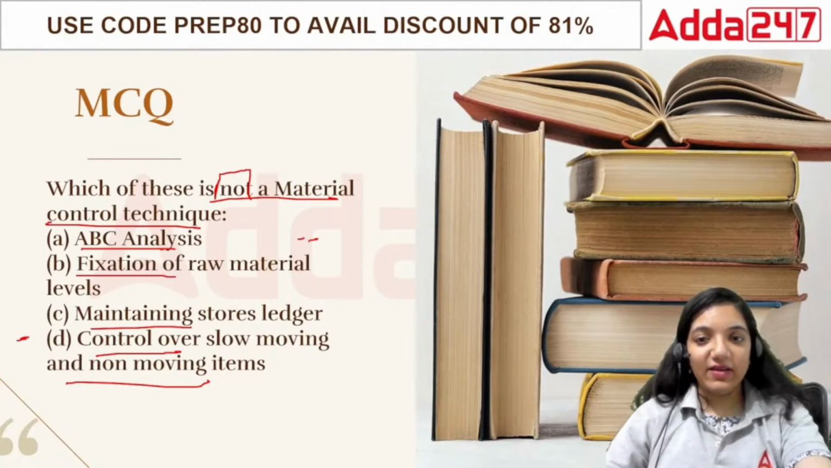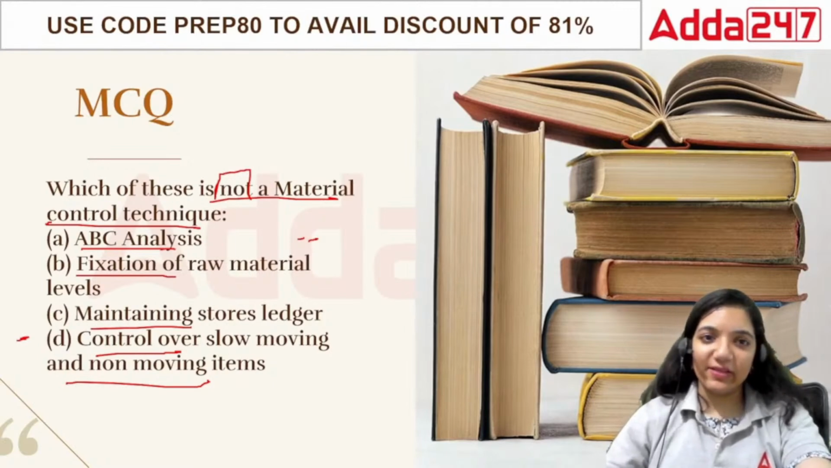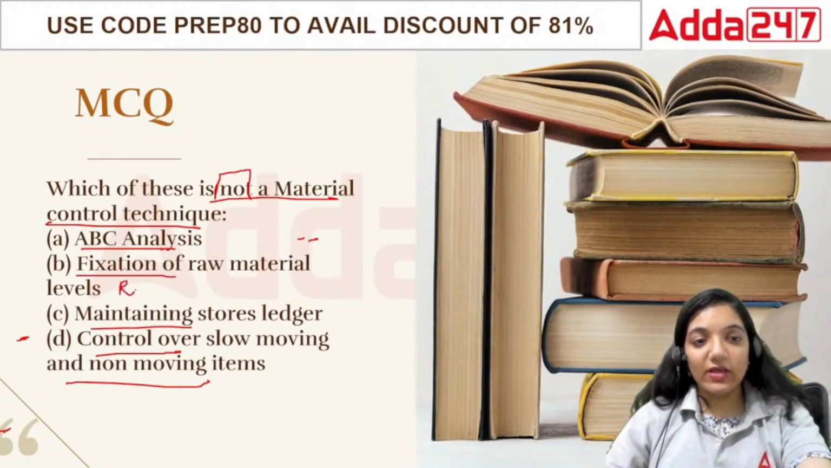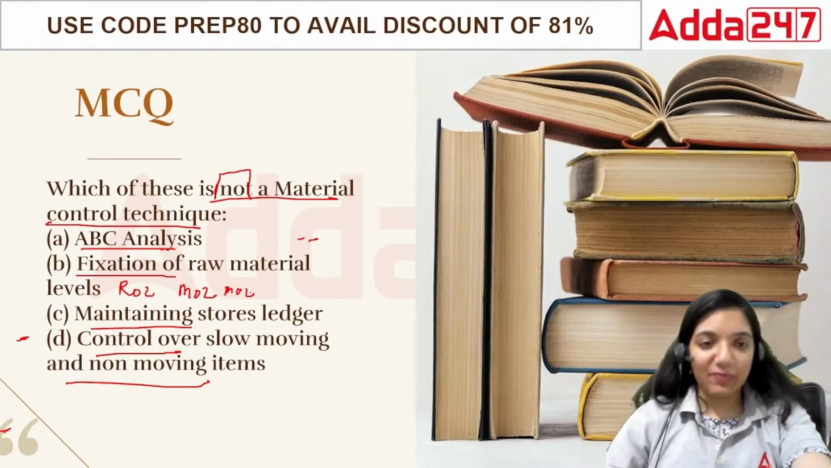They keep it as A. The second one would be B, based upon less important. Which one is least important would be categorized as C. Fixation of raw material levels, that is, they define their reorder level, the reorder quantity. All these things are decided, and the maximum ordering level and call it as the buffer stock. They define this part as well.